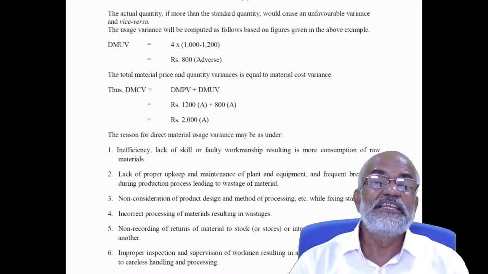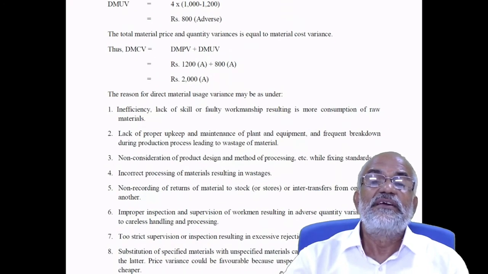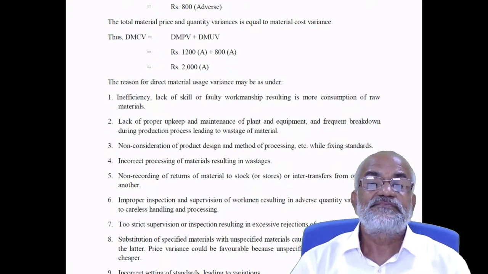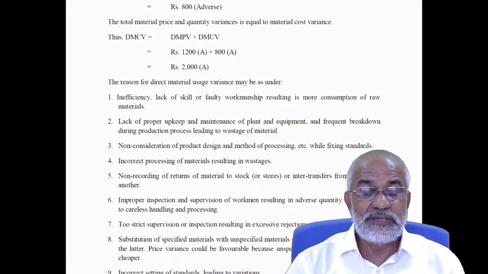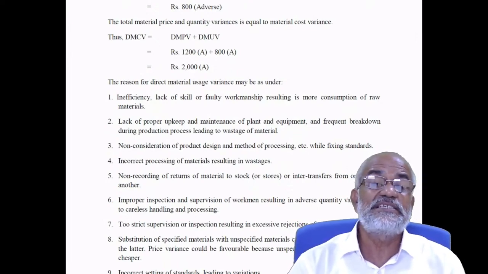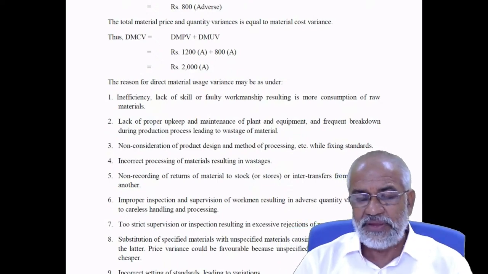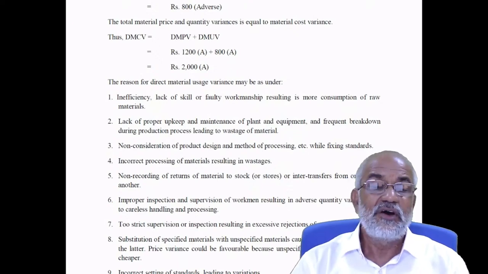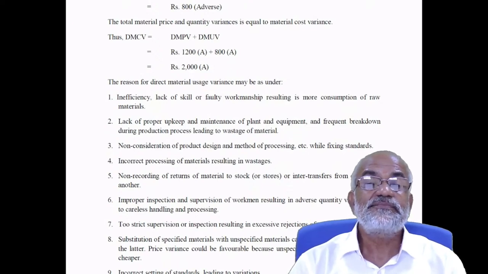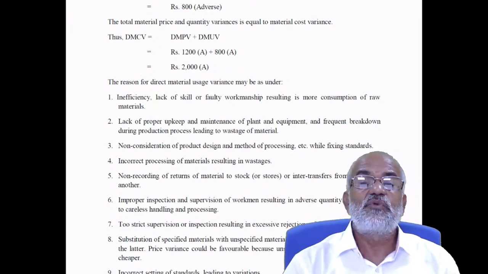The next is incorrect processing of material resulting in wastage. When the materials are not properly processed, it will definitely give rise to wastage, and more wastage would have a direct impact on the unfavorable direct material usage variance. The next is the non-recording of returns of materials to stock or stores, or inter-transfer from one job to another.